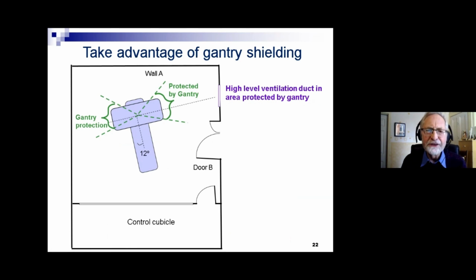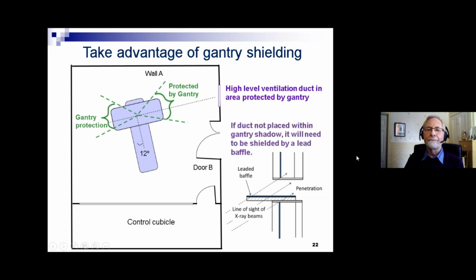So we don't often use the shielding factors behind the gantry, but the shielding provided is quite useful because we can put, say, high ventilation ducts in the area protected by the gantry. And if we weren't able to do that, then we'd need to include some sort of baffle, such as I've shown here too, so there weren't scatter X-rays going directly through the penetration.